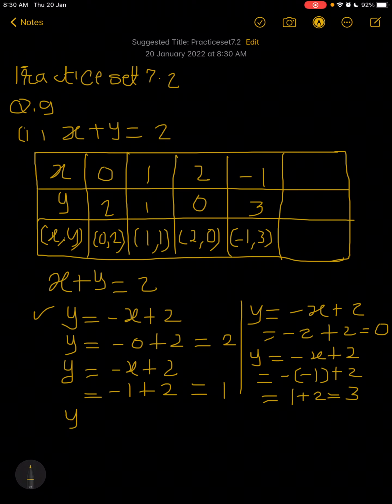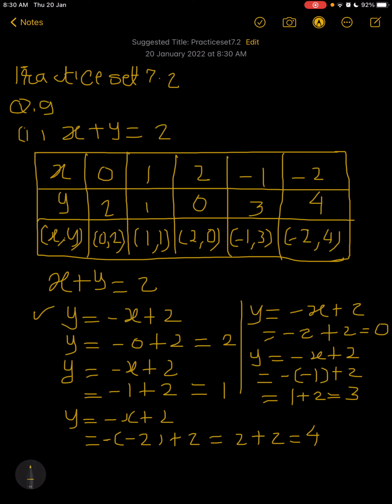And the last one. Y is equal to minus x plus 2. Let us take x as minus 2, but don't forget the minus before it. Minus times minus 2 will become plus 2, and plus 2 plus 2 gives us 4. So when you take x as minus 2, y is 4. Minus 2 comma 4. These are the 5-point table I have made from the given equation.